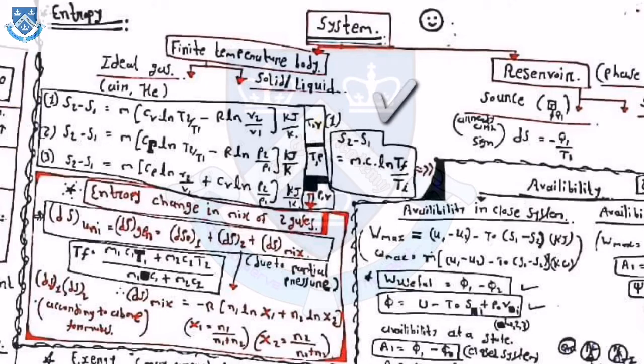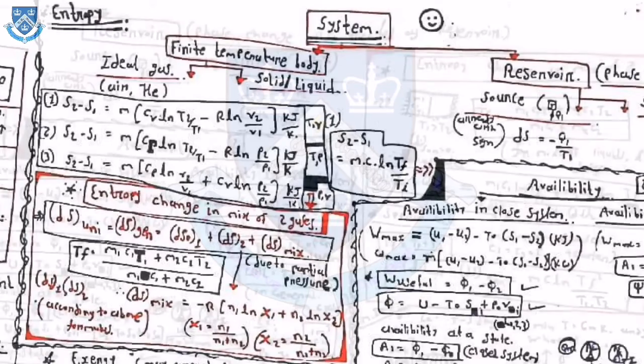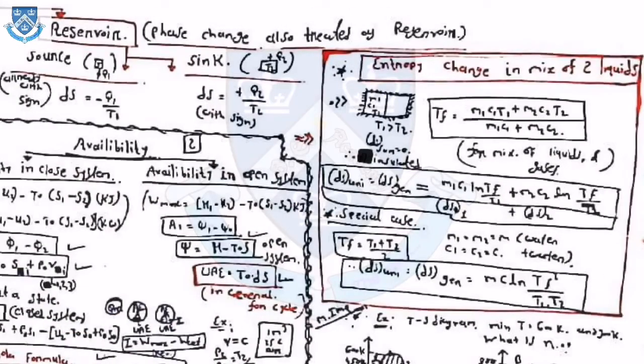Okay, after that, for a solid or liquid there is only one equation: S2 minus S1 is equal to mc ln Tf upon Ti. Now coming towards the reservoir. Phase change problems are also considered in the problems of reservoir. In the reservoir two types are there. The first one is source and the second one is sink.